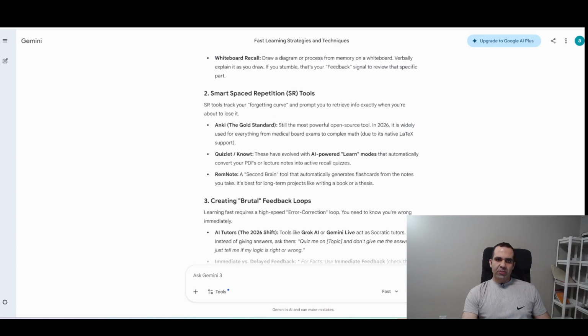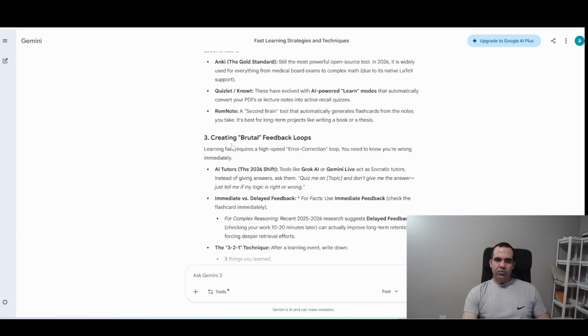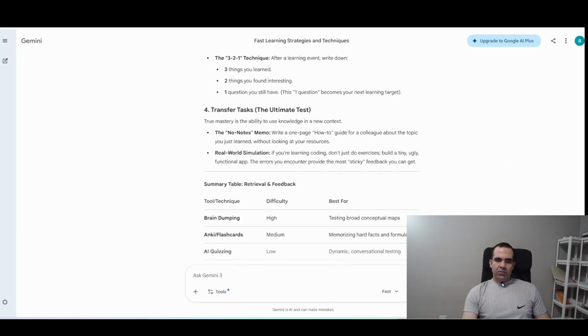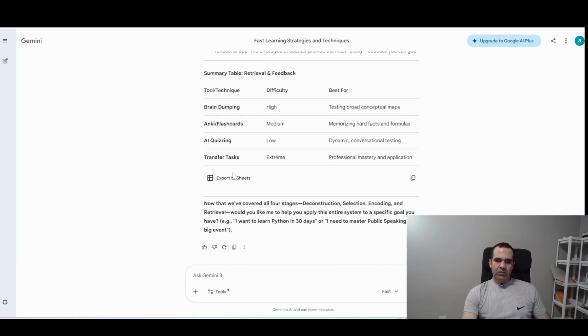Smart spaced repetition tools, SR tools, track your forgetting curve and prompt you to retrieve info exactly when you are about to lose it. We can use these tools, creating brutal feedback loops, AI tutors. Transfer task: write one page on how to do it. They are the different tools.